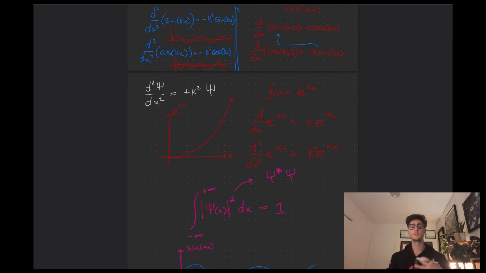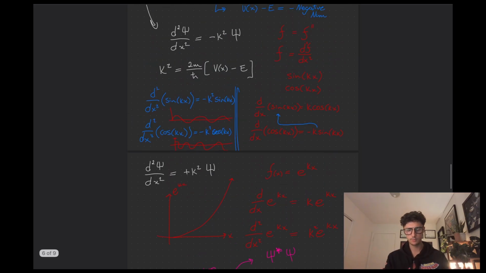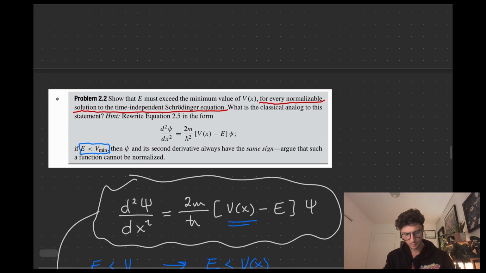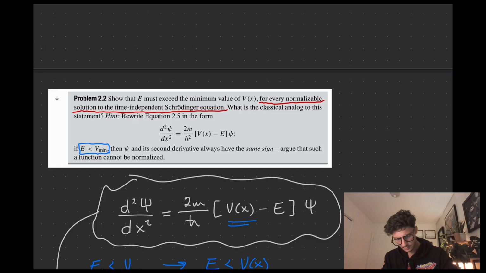So maybe this is some homework for me. Figure out why sines and cosines are normalizable and why exponentials are not normalizable. I'm going to try to do this. I'm going to try to give you guys an answer in the next video or in the comments or something like this. But one other thing we should say is, what is the classical analog to this statement?